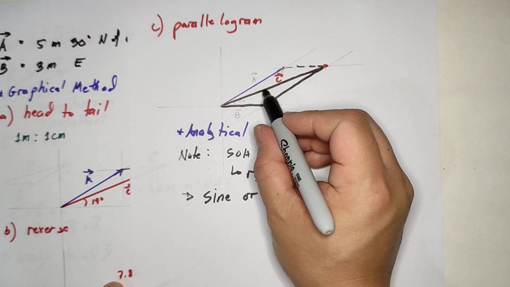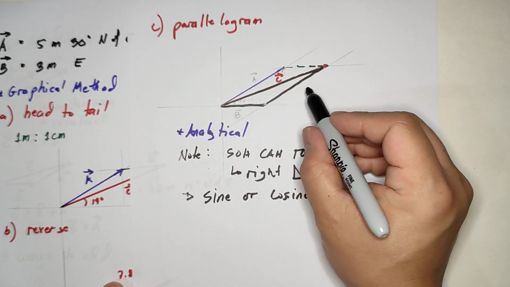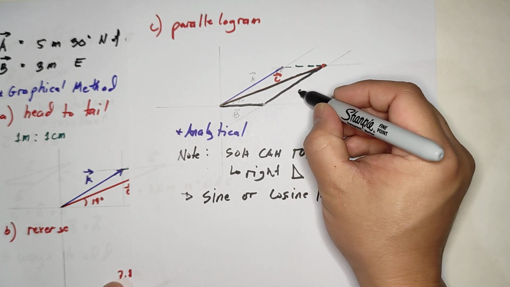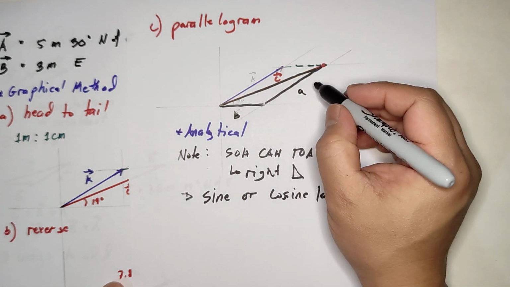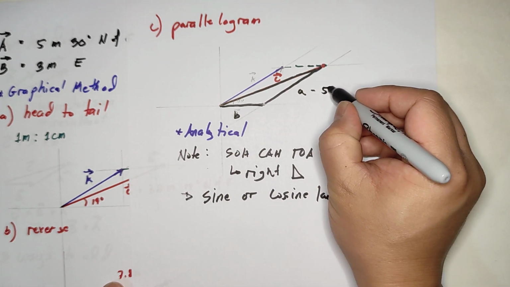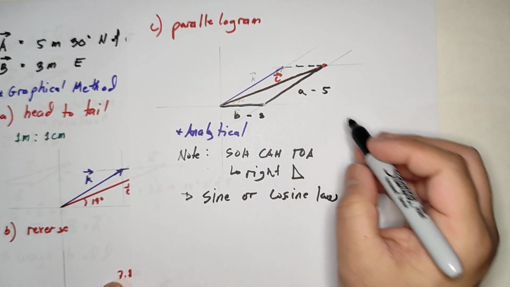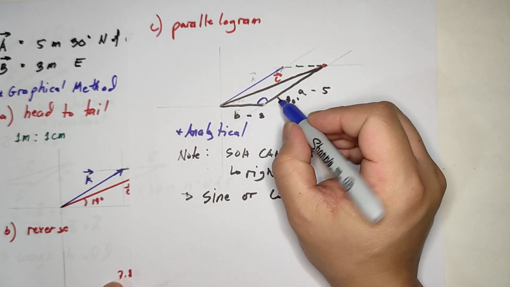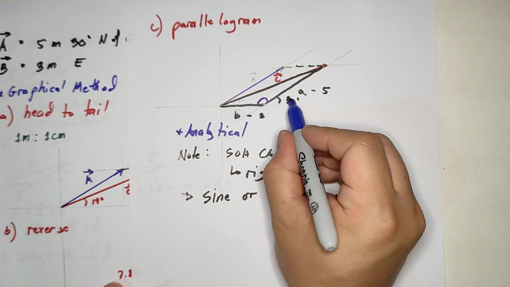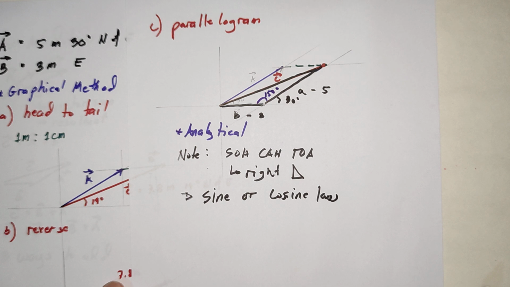So what is given? Of course, this is C. And the magnitude of vector A is the same as here, so let's call this A. And this is B, magnitude B. Magnitude A is 5, magnitude B is 3, and this angle is 30 degrees. So from here to there, 180 minus 30, that is 150 degrees.